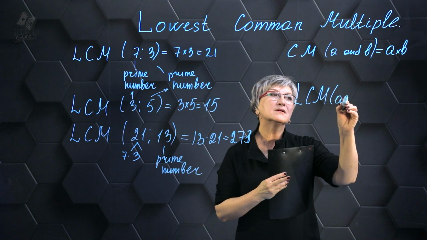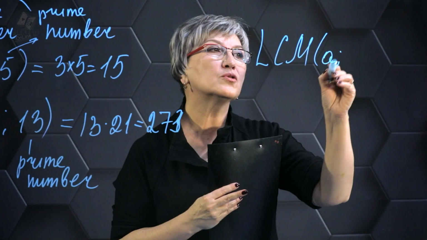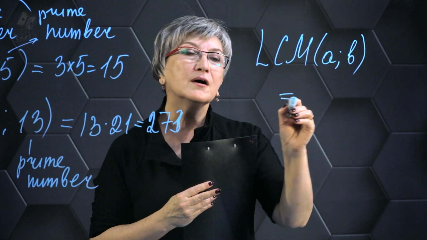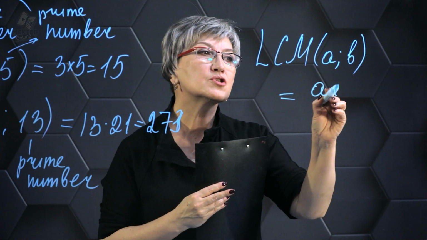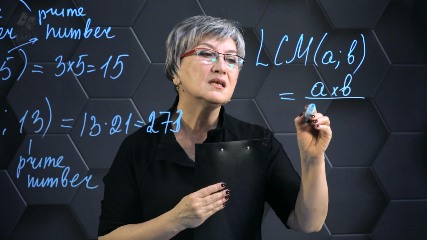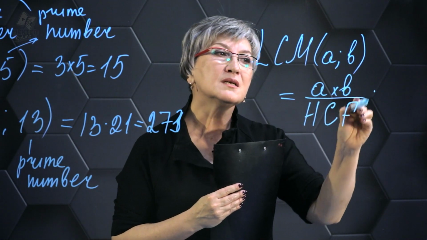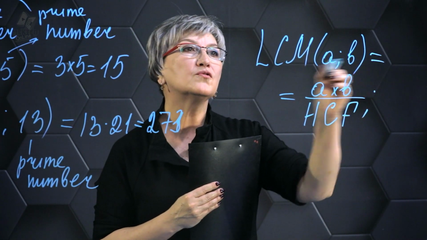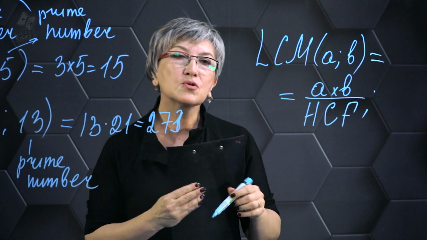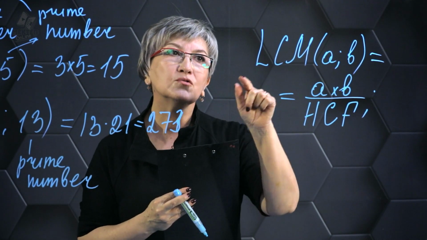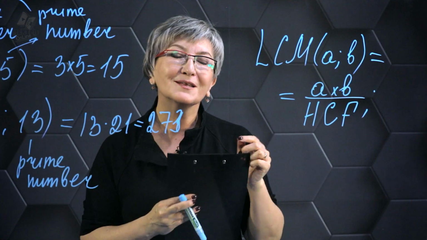If we need to find the least common multiple of two numbers, the LCM, then you can always multiply A by B and then divide it by the highest common factor. In this case, you will always obtain the least common multiple. You can verify this formula and you will still obtain the least common multiple regardless.